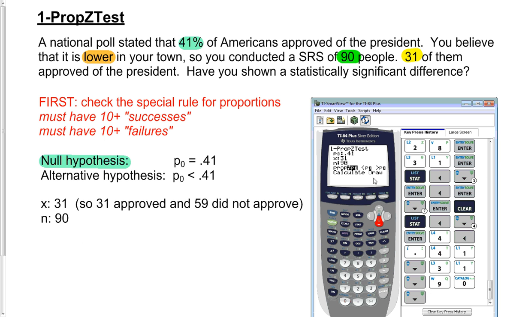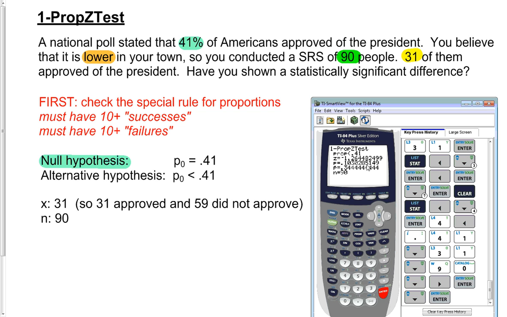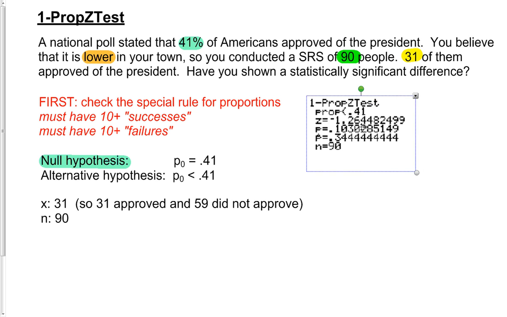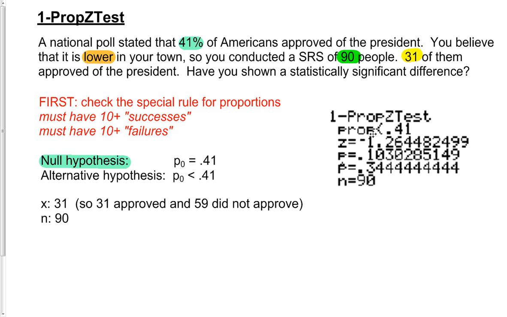And now, is our proportion greater than, less than, or just not equal? Well, we said it is less than 0.41. So we're going to go choose the second option here. And then we're going to calculate, and we're going to get a p-value back. So let me drag that over here. The one prop z-test is going to say that we're testing that the proportion is less than 0.41. Our p-value, the value that we've always been looking for, is going to be 0.103 here.